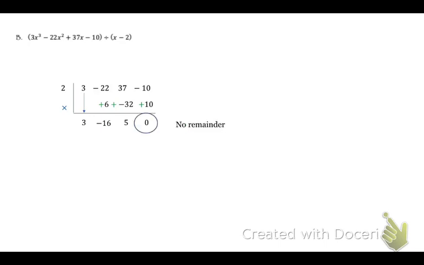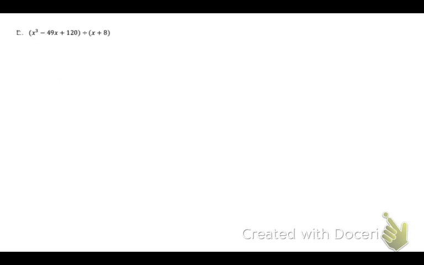So this means that there is no remainder. And it started as a cubed, so this is going to be squared. 3x squared minus 16x plus 5. Cool? Let's skip C and D.